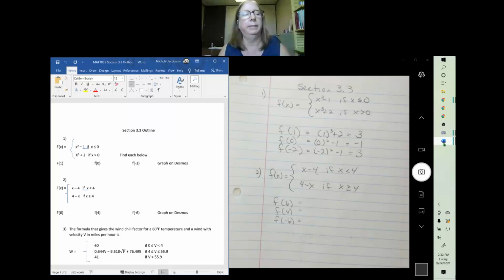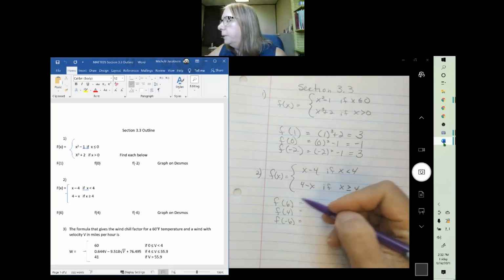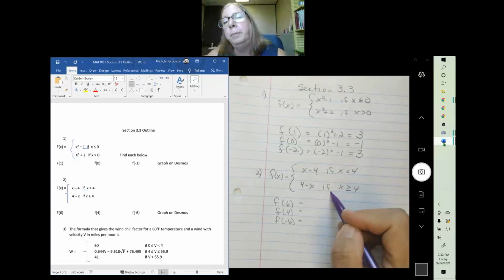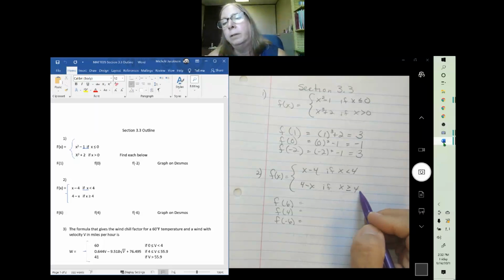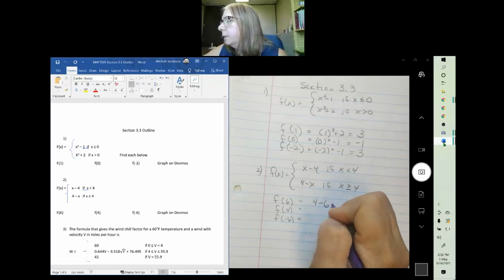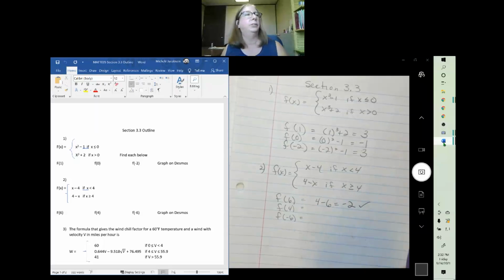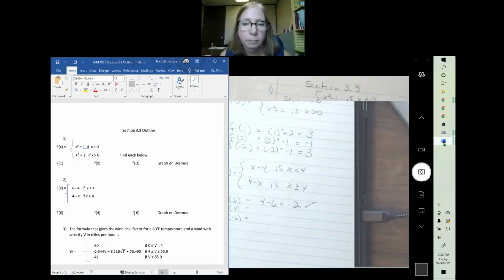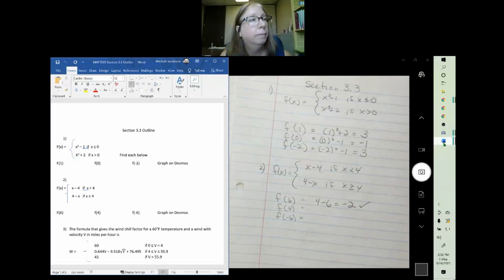Okay, f of 6 is negative 2. For f of 6, we'd use this one because 6 is greater than or equal to 4. 4 minus 6 is a negative 2. Got that one. Nice job. Okay, go ahead and find the next one. f of 4 is 0 and f of negative 6 is a negative 10.